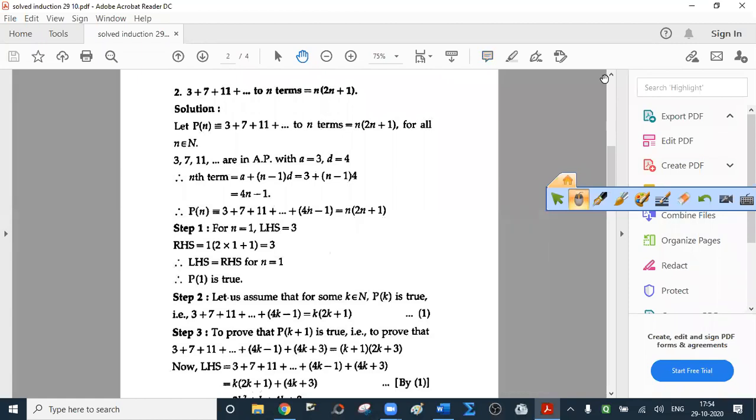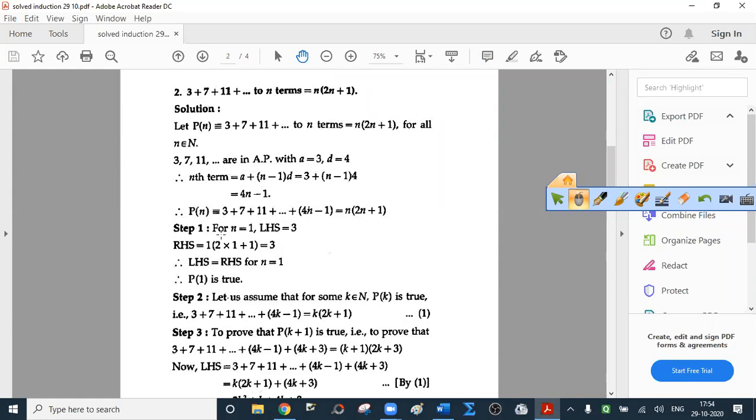Second one, prove using induction 3 plus 7 plus 11 up to n terms is n into 2n plus 1. See, the difference between previous sum and this sum is here we do not know nth term. So first we have to find nth term. Clearly these terms are in AP with first term 3 and common difference 4. So what is nth term? 4n minus 1. Now we say let Pn denote the statement 3 plus 7 plus 11 up to 4n minus 1 is what? n into 2n plus 1.